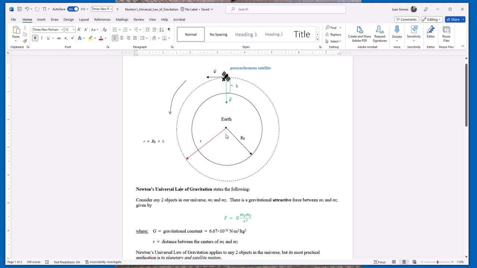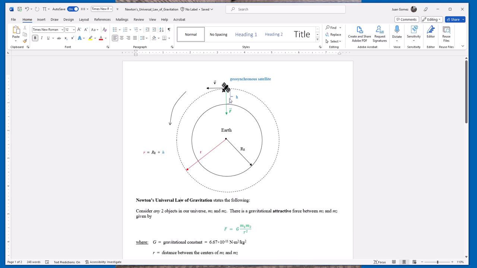And it's remaining at a fixed height, h, above the surface of the Earth. Well, clearly the radius indicated by the dotted line circle, that's the UCM of the satellite. Clearly that radius, little r, is RE plus h, the radius of the satellite's UCM.